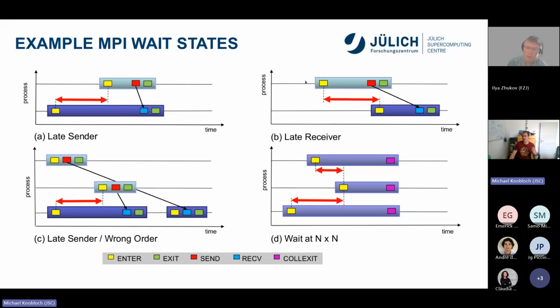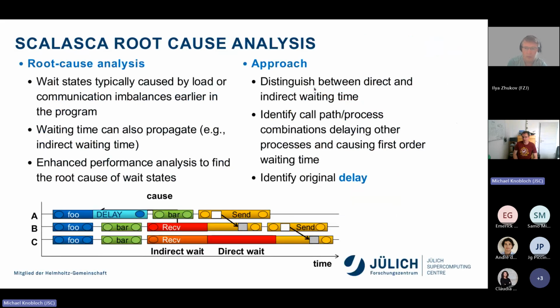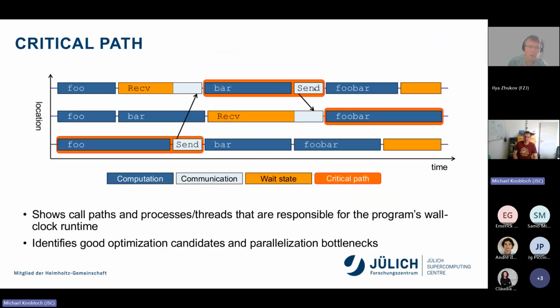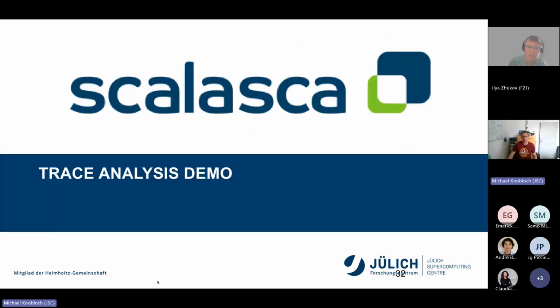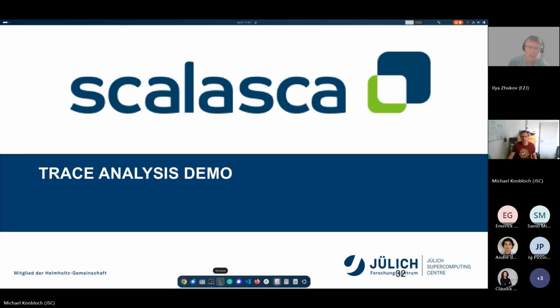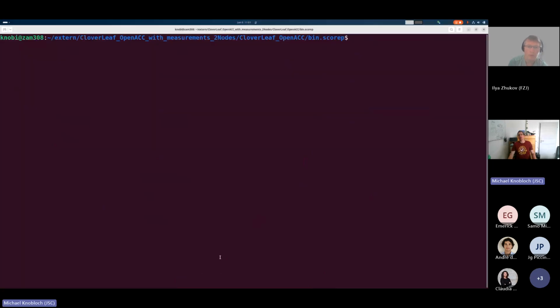If you had a buffer flush here, you would basically move the sender later in time, so you would basically get rid of this late receiver. So avoid buffer flushes at all costs if you do a Scalasca analysis, because you basically can throw away your report afterwards. So remember to use proper filtering, selective instrumentation, and the Score-P memory specification in order to get a reasonable trace analysis. Okay, let me show you a quick demo so you can see my terminal, I hope.